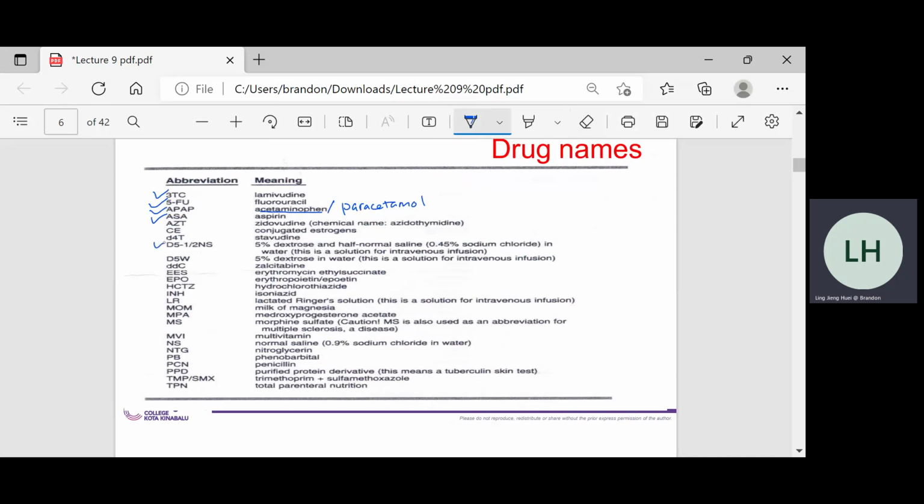So let's say if you have a D5 ataupun half normal strength of the normal cell line. So ini adalah D5 half NS. D5W, ini stands for dextrose 5%, gula. Okay, it's actually gula dalam bentuk carbohydrate. Yeah? So 5% dextrose in water. This EES juga, sometimes you will see that in the clinic where it refers to erythromycin ethylsuccinate, which is a type of antibiotic. Ini, yeah? So ini adalah antibiotic.